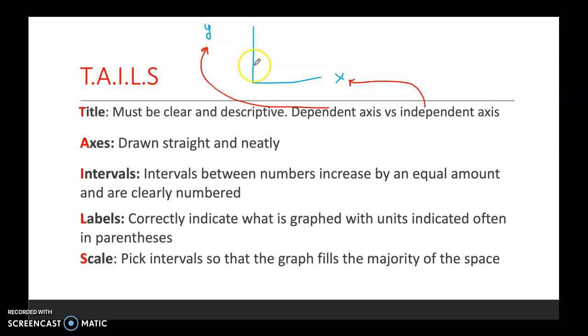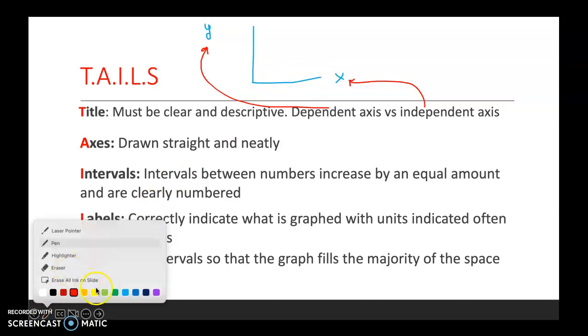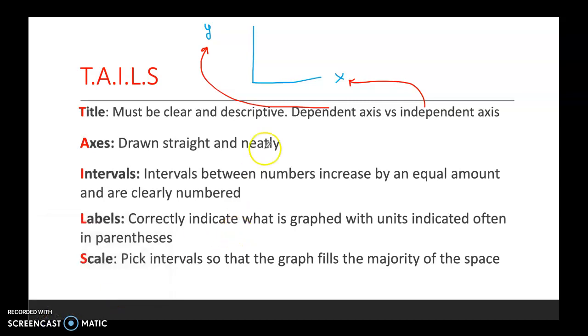A represents axes, which means that your axes should be straight. Now obviously this is a bad example because when I drew my x-axis it was not very straight. So whenever you're making these by hand, make sure you use a ruler.